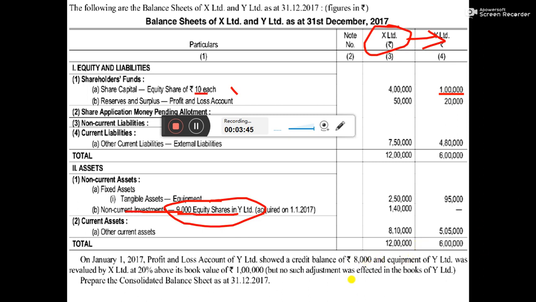Then more information is given saying that the equipment of Y Limited was revalued by X Limited at 20% of its book value of rupees 1 lakh. So this is the adjustment containing revaluation of asset. We have to prepare a consolidated balance sheet as on 31st December 2017.